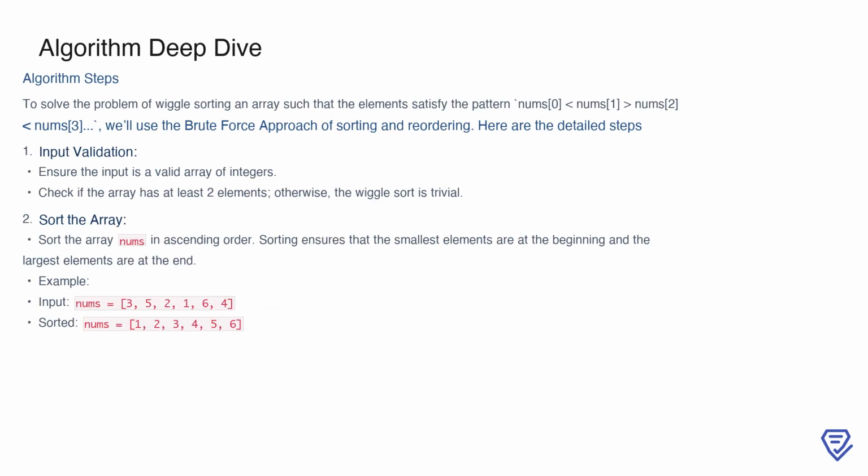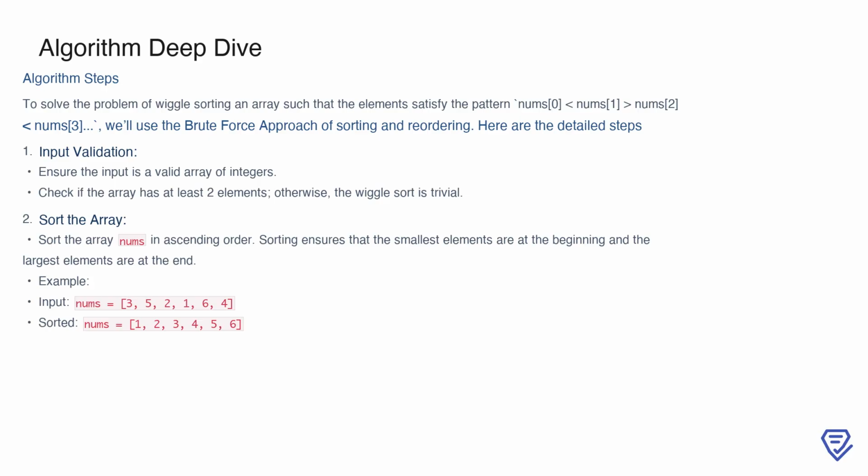To tackle the problem of achieving a wiggle sort pattern where elements alternate between less than and greater than their neighbors, we start with a straightforward brute force approach. First, we validate the input by ensuring we have a valid array of integers with at least 2 elements. If there are fewer than 2 elements, the wiggle sort is trivial.